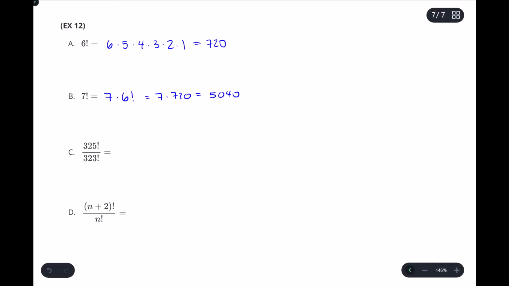So how in the world could we do something like if we wanted 325 factorial divided by 323 factorial?